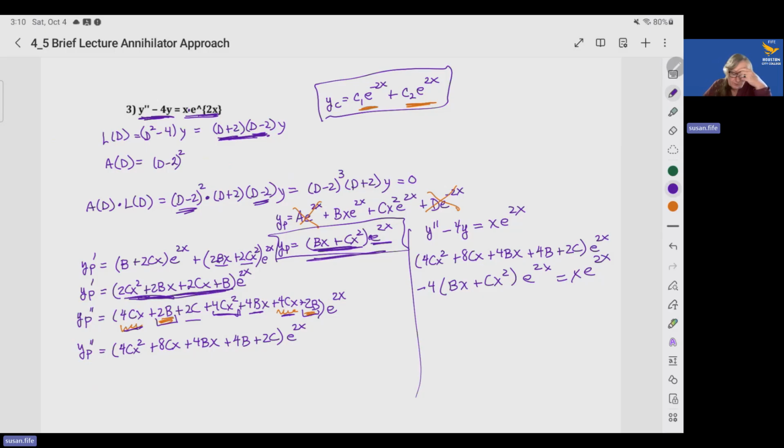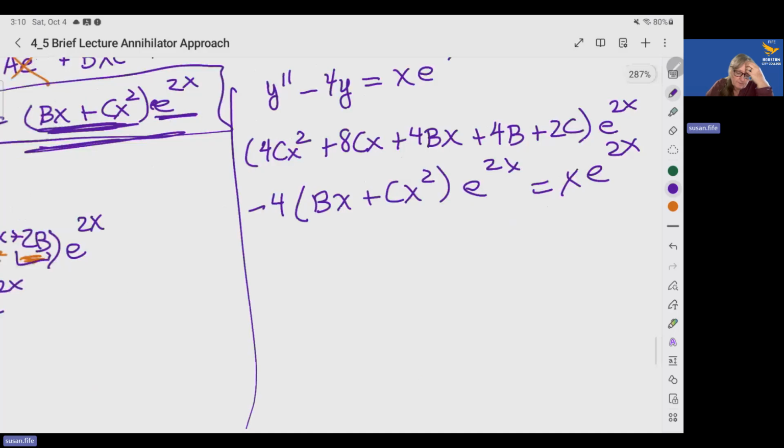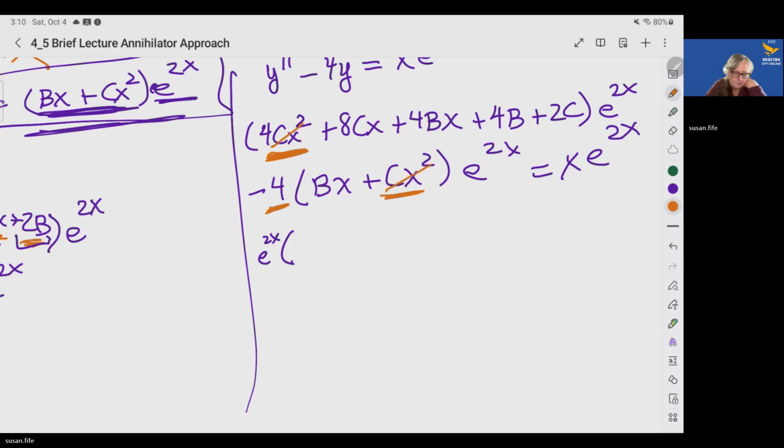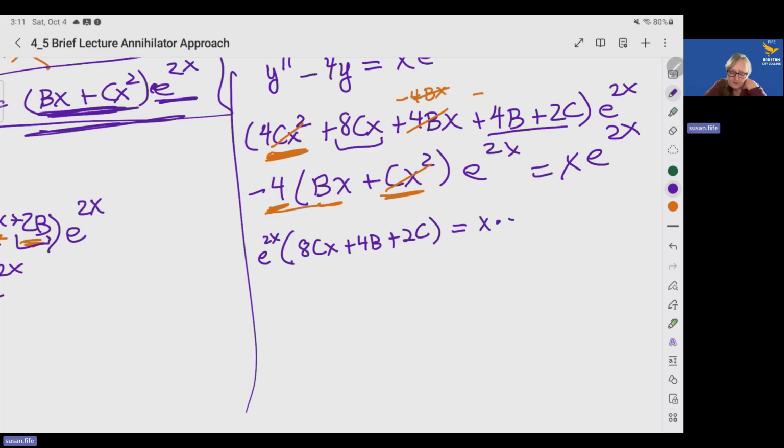So let's see what I get when I combine like terms. I'm going to zoom in here. So on this left side, all my terms are e to the 2x. I'm going to combine 4cx squared and negative 4cx squared. Those will drop out. And then this will give me a negative 4bx. So, negative 4bx will cancel with this 4bx. So those drop out as well. And it leaves me with 8cx plus 4b plus 2c equals x e to the 2x.